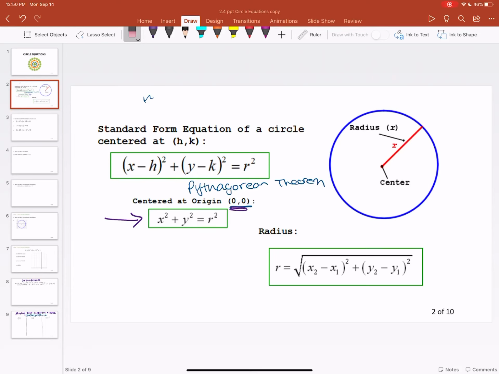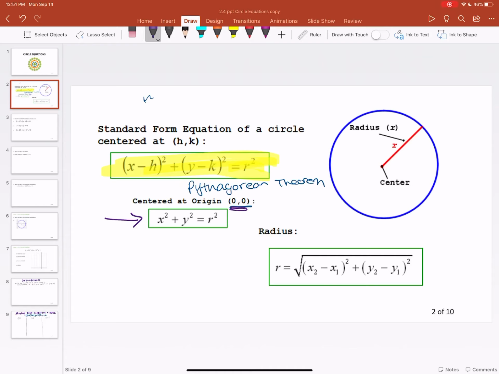Okay, let's talk about a couple quick circle equation types of problems that you could see. So the first thing we want to talk about is here we have standard form of a circle. This is going to be a popular form that you're going to be using when you're working with these problems. We have a special case, x squared plus y squared equals r squared, but that only happens when our circle is centered at (0, 0).